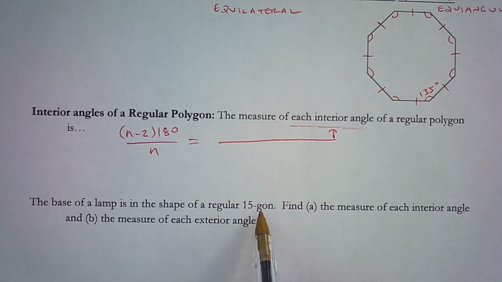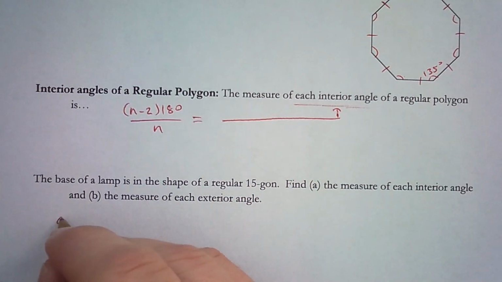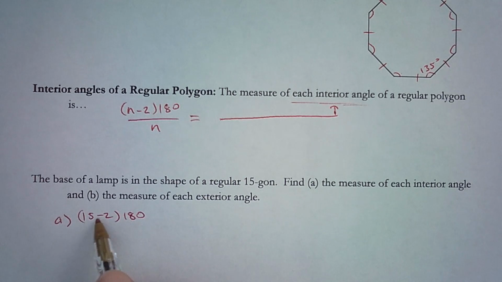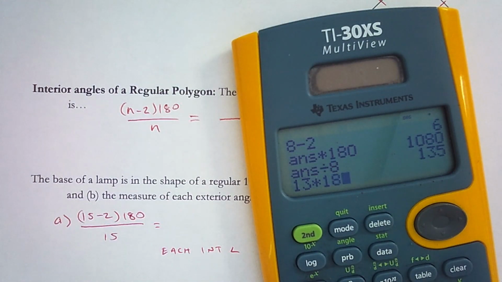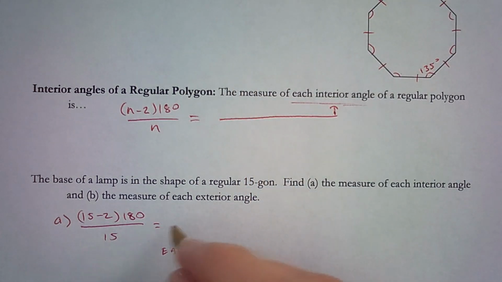Okay, so if the base of a lamp is in the shape of a regular 15-gon, so an equilateral and equiangular 15-gon, what's the measure of each interior angle and the measure of each exterior angle? So for this 15-gon, if I do 15 minus 2 times 180, that's the number of triangles times 180, I get the total degrees, and divide that by 15, I will get each interior angle measure. Okay, so that's 13 times 180. It's a total of 2,340 degrees. Divided by 15 angles, I get 156 degrees each.